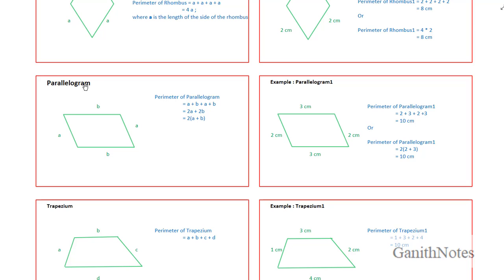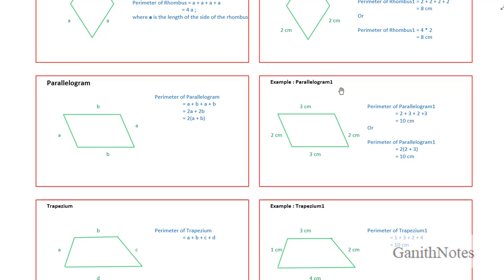Moving on to the next type of quadrilateral, which is a parallelogram. One side is of length b centimeters and the other side is of length a centimeters. So the side which has a length of b centimeters has an opposite side which is parallel to it of the same length, which is b centimeters, and the side which has a length of a centimeters has an opposite side parallel to it of the same length, which is a centimeters. So the perimeter of this parallelogram would be a plus b plus a plus b, which is equal to 2a plus 2b, which is equal to 2 into (a plus b).